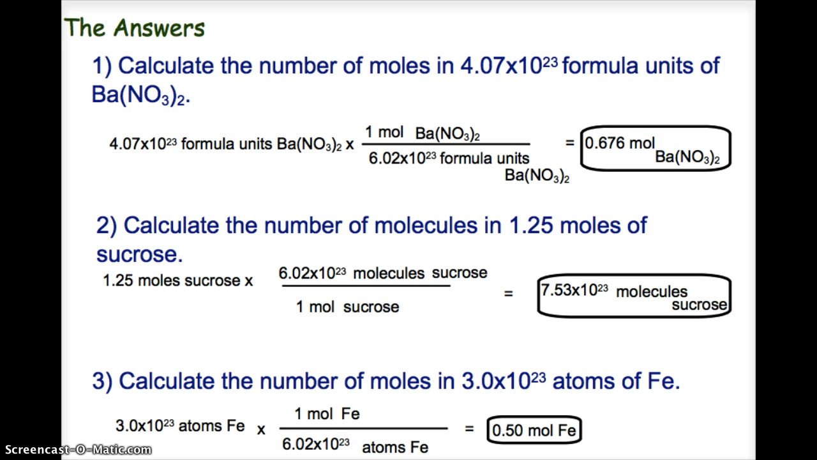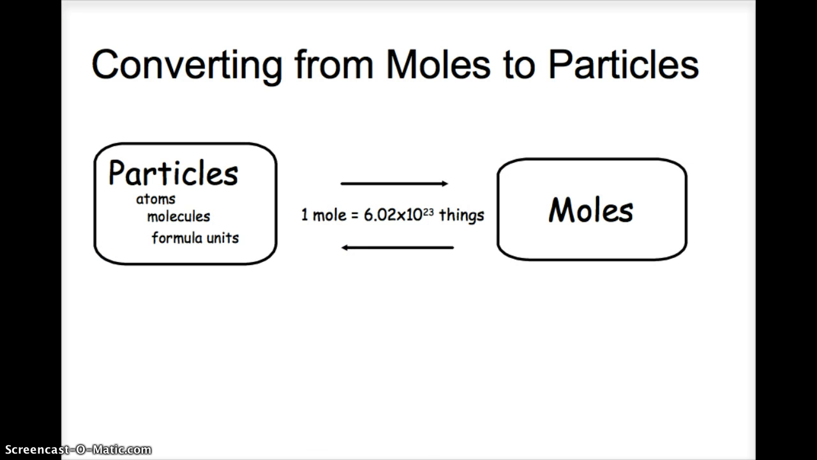So there you go. This was a learning video on how to convert between moles and particles. And again, particles can mean atoms, molecules, or formula units. Those are the typical particles we work with when we're doing conversions in a chemistry class. And what you should know is that 1 mole is equal to 6.02 times 10 to the 23rd things. This is the equivalence, and you get to decide what goes in the denominator based on your problem.